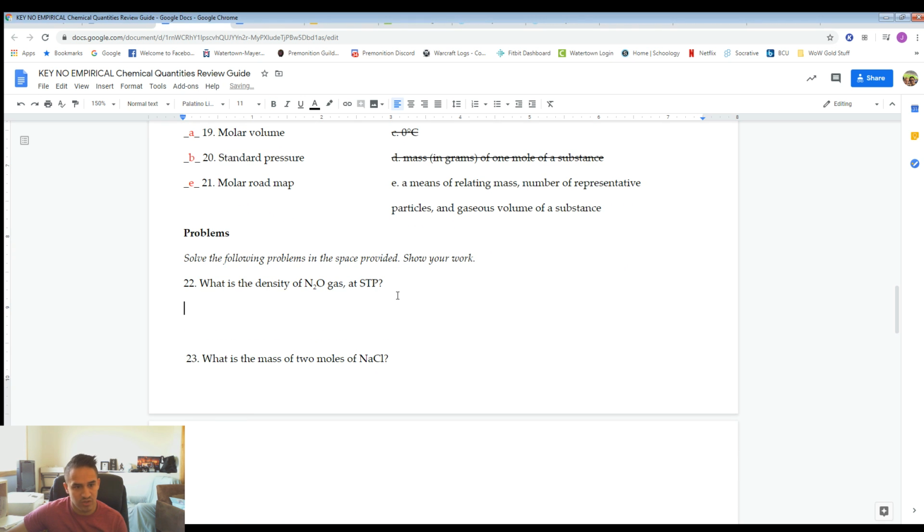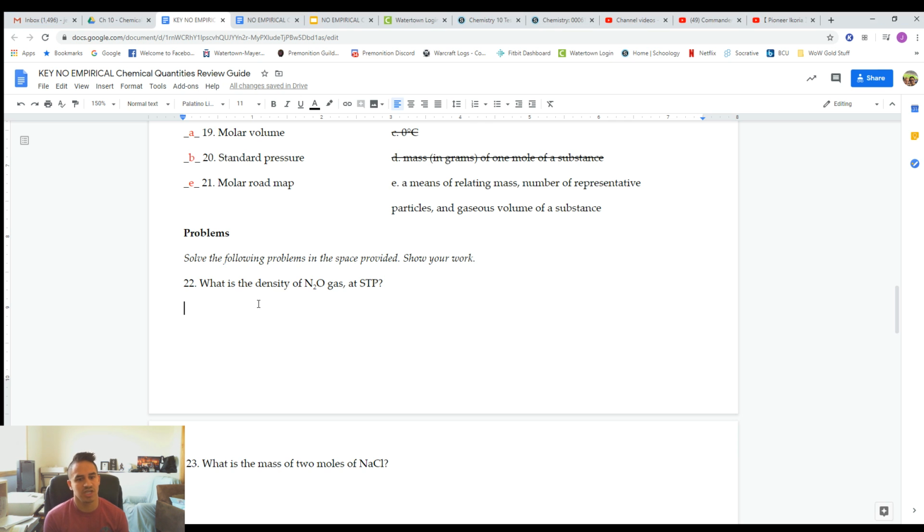All right, let's take a look at question number 22. What is the density of N2O gas at STP? All right, so this one can be a little bit tricky because there's no numbers. So you might be thinking to yourself, like, what am I even supposed to do here? Well, they want us to find a density. So density is typically given in grams per liter, okay? And they're not giving us any numbers to begin with.